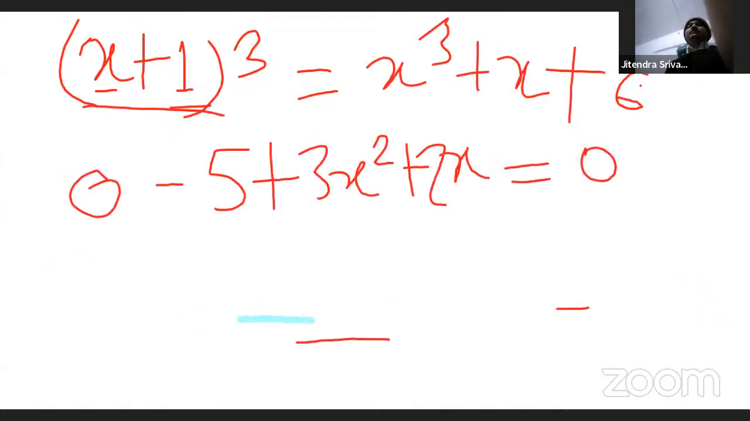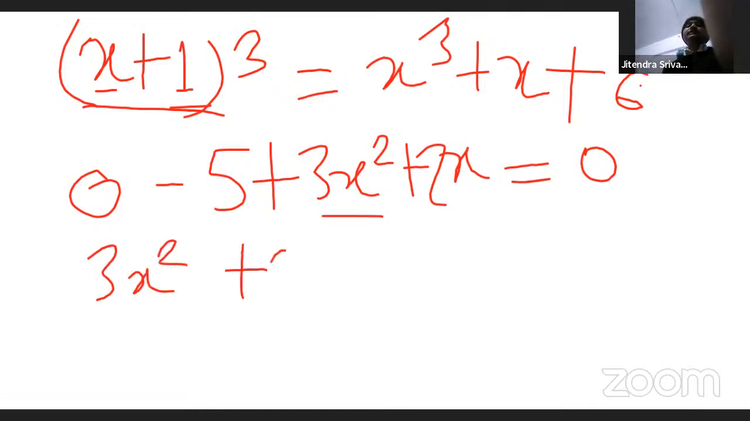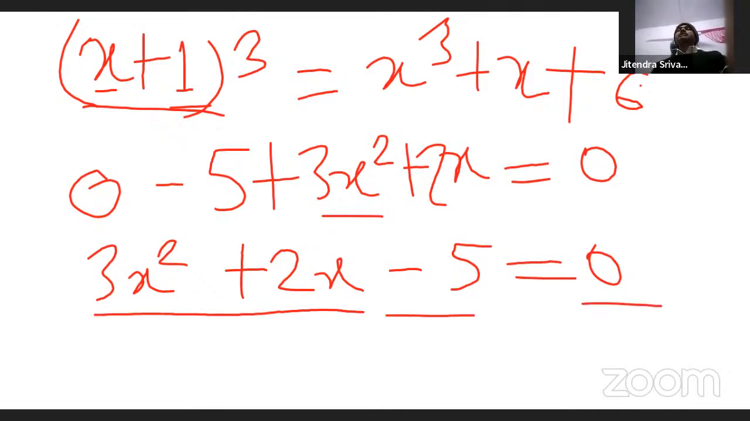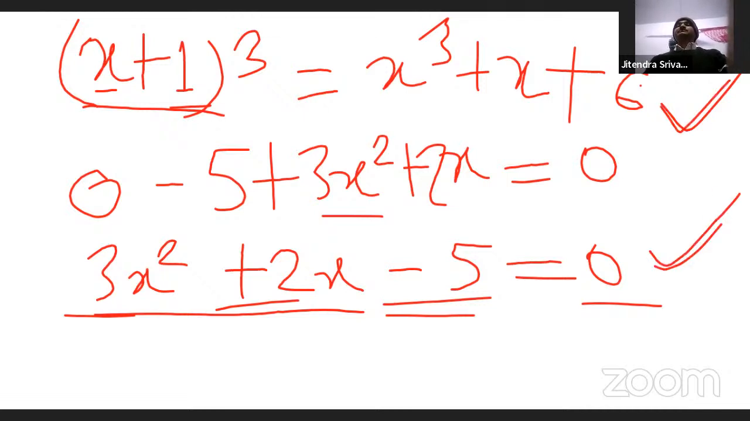Or we will write it properly in the form of ax square plus bx plus c. So here this power of 2 will be written here, 3x square plus 2x minus 5 equals to 0. So we can see it is following the standard form of quadratic equation, ax square plus bx plus c equals to 0. Here the value of a is 3 and value of b is plus 2 and value of c is minus 5. So this equation is a quadratic equation. It is correct.